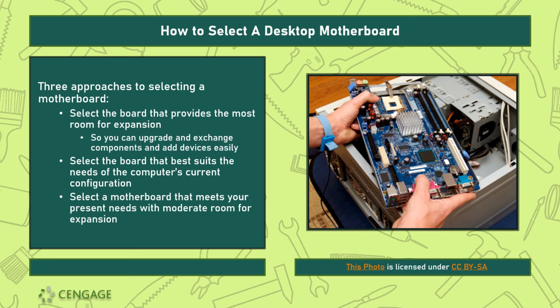Now, there are 3 approaches to selecting your motherboard. You can either pick the board that provides the most room for expansion. That would be considered the gold standard, gold because it's most expensive. The board that suits the needs of your computer's current configuration and no more would be kind of a bronze. And then the silver option, which is the one that most people use, is to select a motherboard that meets your present needs with moderate room for expansion.